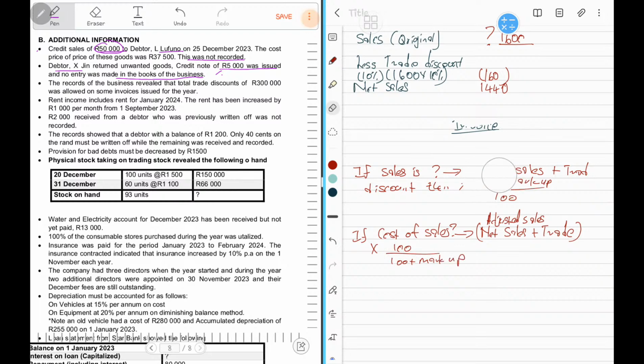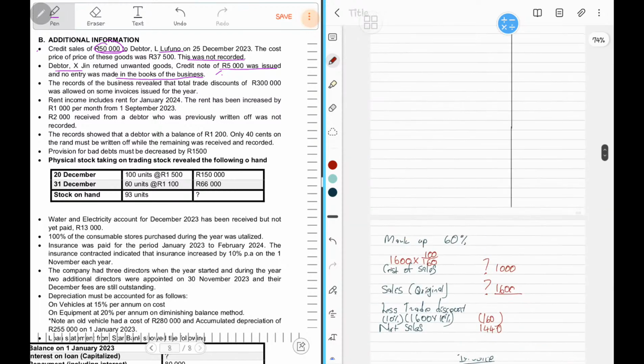So here what we are going to do, if sales is the question mark, you take cost of sales, you multiply by 100 plus the markup, then you divide by the 100. That'll give you the original sales, then you'll subtract trade discount to find the net sales. I'll do the activities on this one so that you can see how it's applied. Then that's how we do this one.